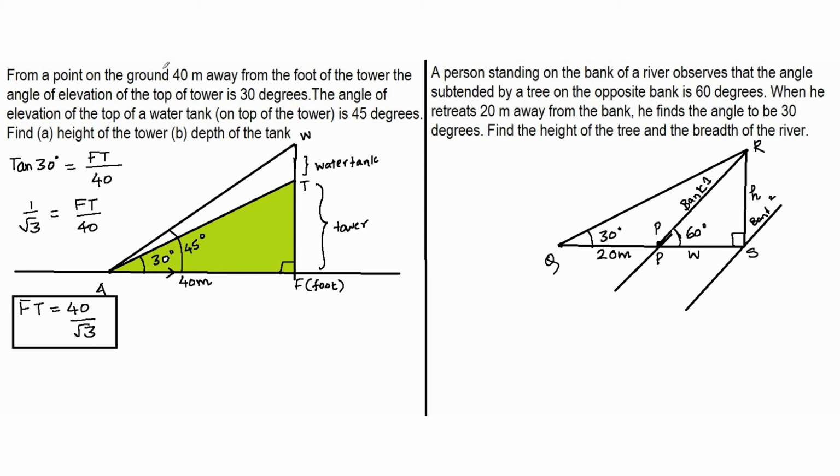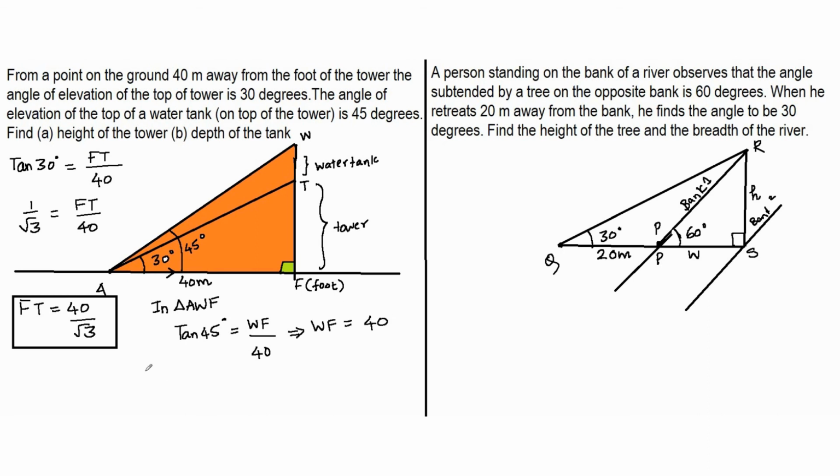I can now take the complete triangle, triangle AWF. So I can say that in triangle AWF, again I can use tan. So tan 45 degrees is going to be the whole length, that is WF, divided by the adjacent side, which is 40. And I know that tan 45 is 1, which means WF is equal to 40.